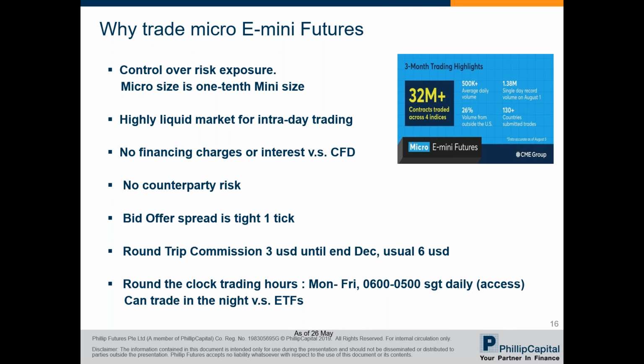With the high liquidity, the bid-offer spread is tight. This makes it easier to break even with a tight spread. The round-trip commission is small at $3 US, as compared to 0.28% on the stocks. This is a promotional rate which is likely extended to December. The usual is $6 US.